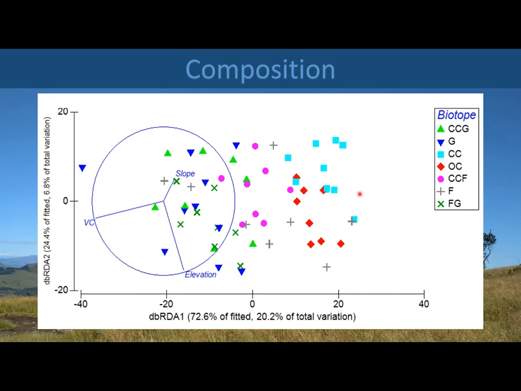Again, biotope type significantly influences bush crickets. In this instance, it's the composition which is significantly influenced. As you see, biotope woodiness is increasing left to right, with open biotopes being here on the left-hand side, the more woodier ones here on the right-hand side. So as the biotopes shift in woodiness, so does composition change of the bush cricket assemblages.